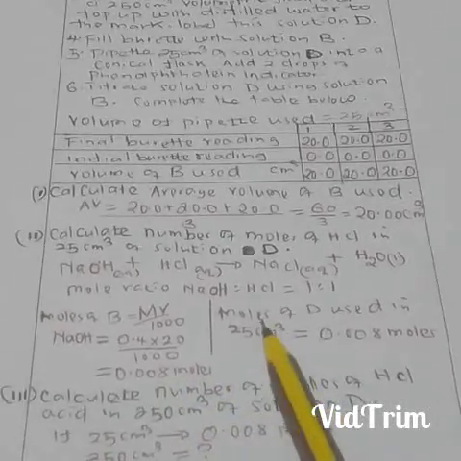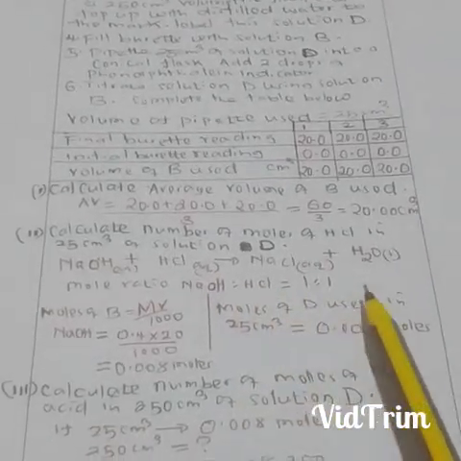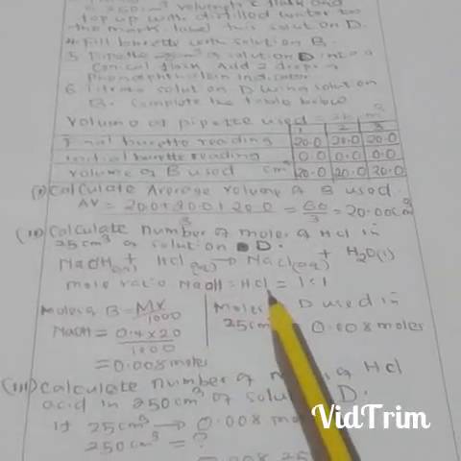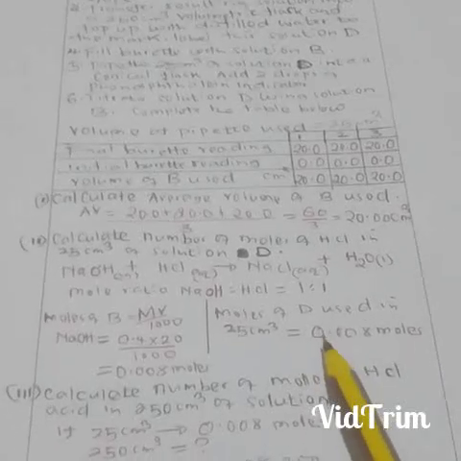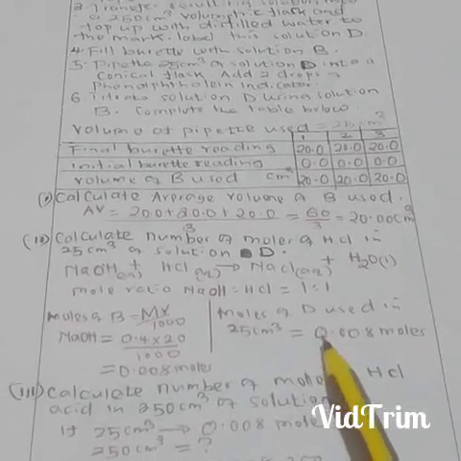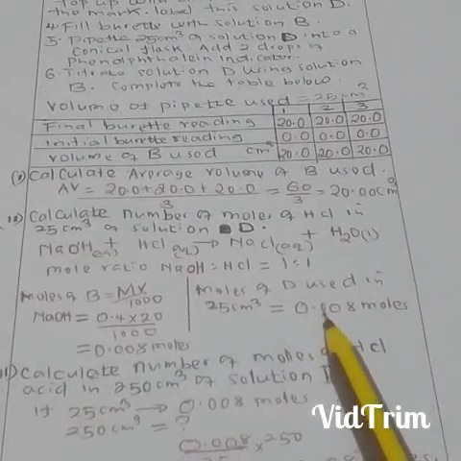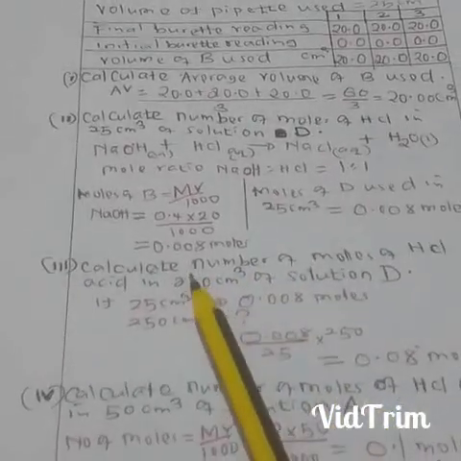Then we look at the mole ratio between B and D, which is 1 to 1. So it means moles of B and moles of D are equal. So in this case, it is moles of D in 25 centimeter cube that reacted with the base is equal to 0.008 moles. Is it okay, my student? Let us move to the next question.